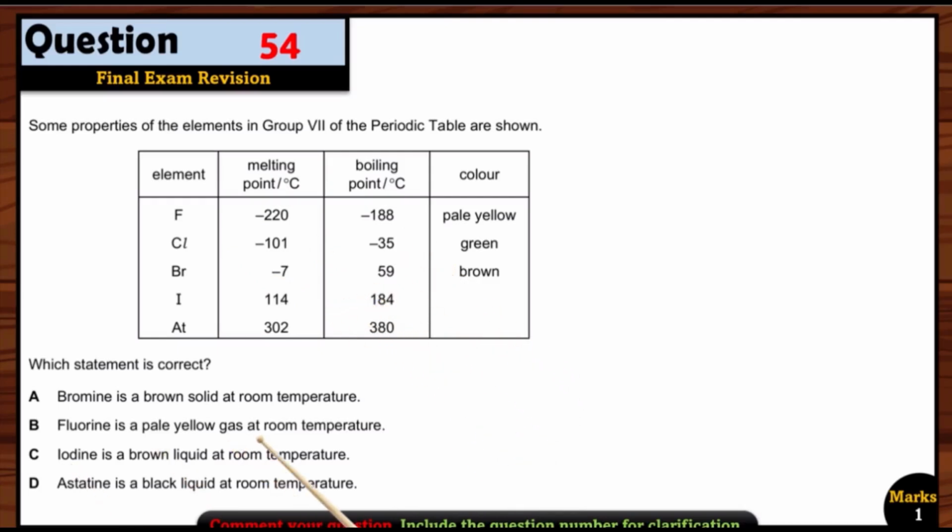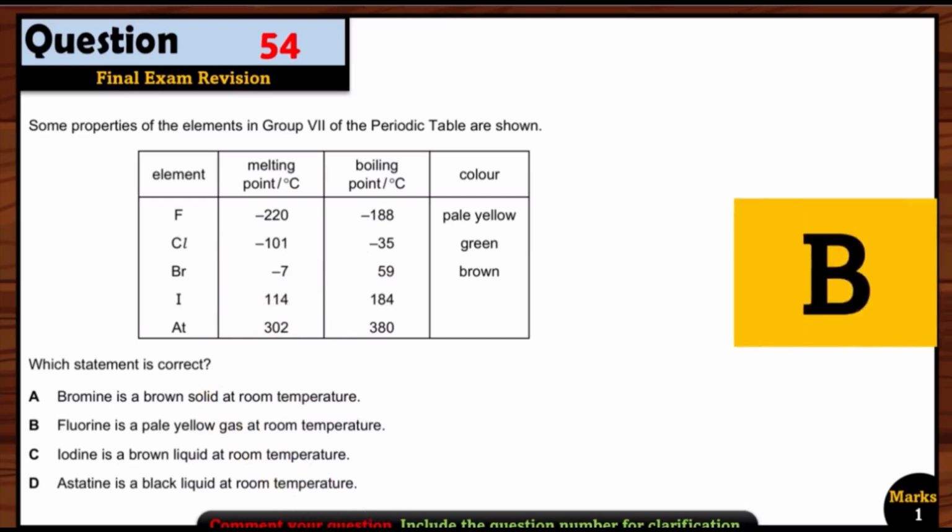Fluorine is a pale yellow gas at room temperature. Yes, that's right. It is a pale yellow gas because if you see the melting and boiling points, both are lower than the room temperature, right? So fluorine, of course, we already know that. Even if you don't know the melting and boiling points, remember fluorine and chlorine both are gases. Bromine is a liquid. Iodine and astatine both are solid. So that's why option B is the correct option here.